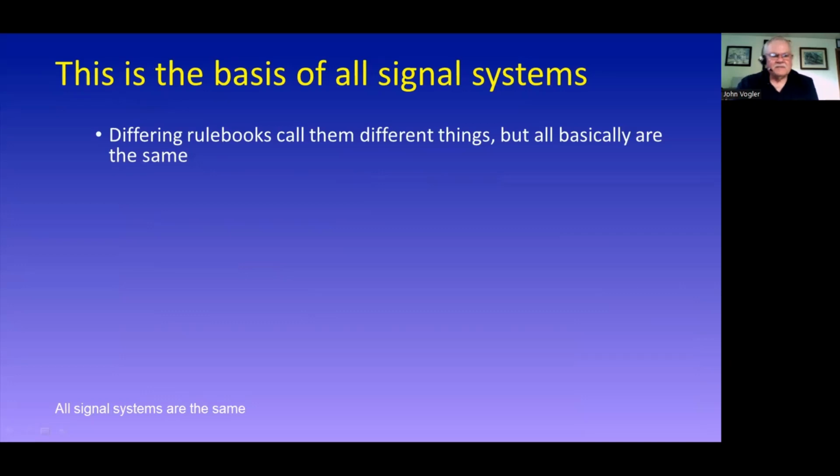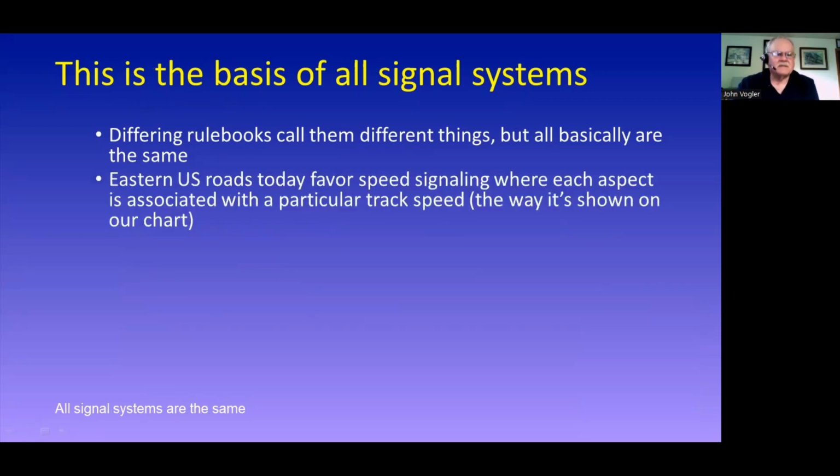So I'm saying this is the basis of all signal systems. Different rule books call them different things. I made up some of the names here today. The railroads don't typically use some of the names that I made up, but the eastern roads today do favor speed signaling. So where I was interchanging the terms approach medium and approach diverging, well, the eastern roads would have, say, an approach medium or an approach limited or an approach slow.